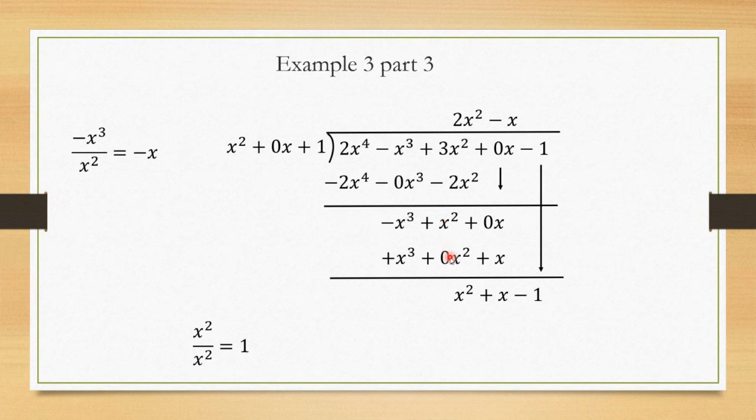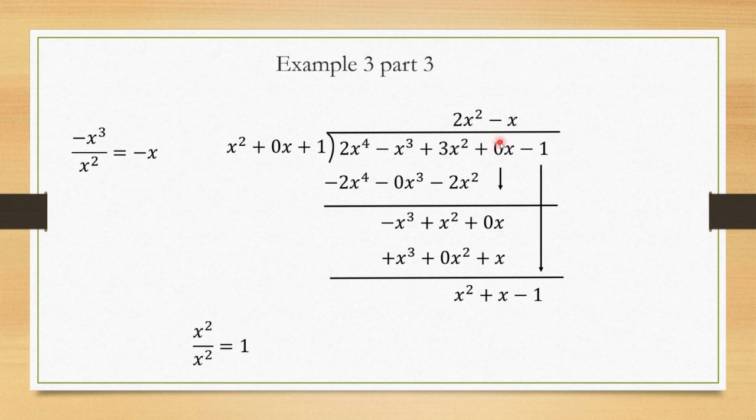So now, do we stop? Well, no, because the degree of this difference equals the degree of the divisor. We want this to either be 0 or have degree less than the degree of the divisor. Okay? All right, so what do we do? We divide leading terms, right? We have x squared divided by x squared. We get 1. We get 1.